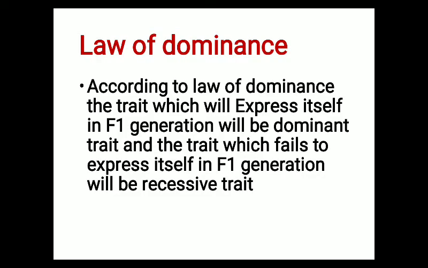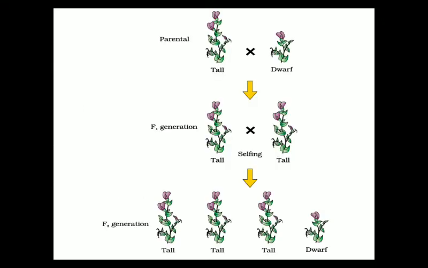So what is the law of dominance? According to the law of dominance, the trait which expresses itself in the F1 generation is the dominant trait, and the trait which fails to express itself in the F1 generation is the recessive trait. The law of dominance is based on the monohybrid cross. So try to recall that monohybrid cross.